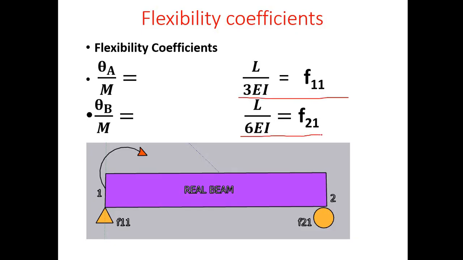This forms the basis for any methodology, where you can remember the moment distribution method, where you apply a moment at this location and half of it is transferred to the other, farther end. If you apply a moment of 3EI theta A by L, half of it is transferred to the farther end. So this is how we evaluate the flexibility coefficients, which have application in many problems, including the flexibility method and the moment distribution method.